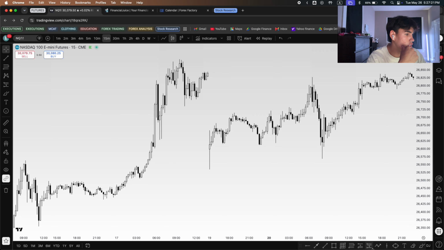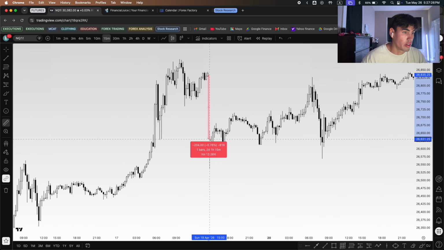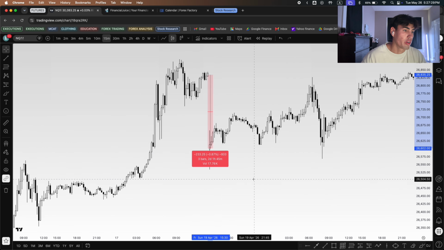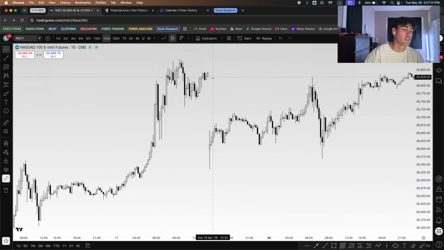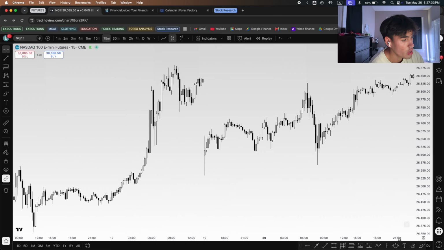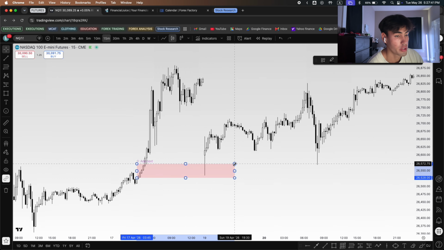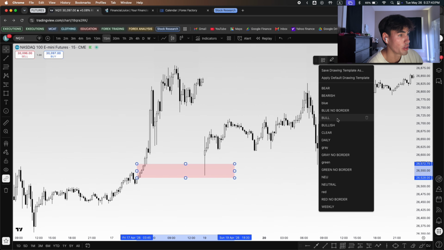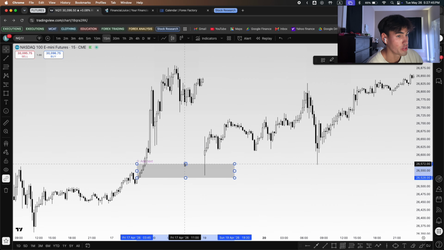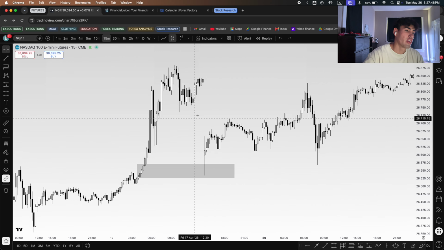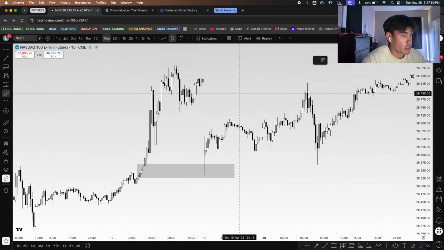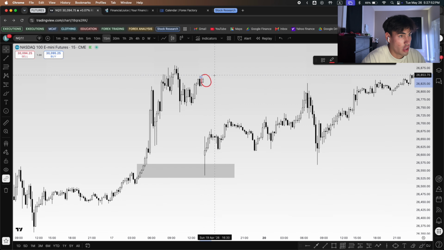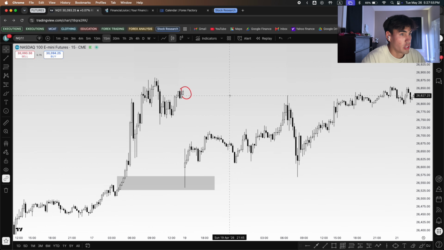So right here, as you can see, we have a very large NWOG, right around 300 points. Let's just say 250 points. Price taps into this inefficiency, which is a fair value gap to the left. I'm sure it's definitely on a higher time frame, but let's just mark it out as this for now. And the ultimate target is going to be this NWOG close of the previous week.